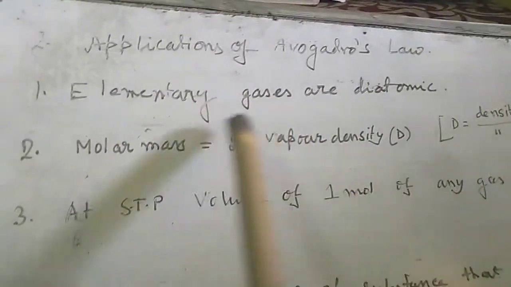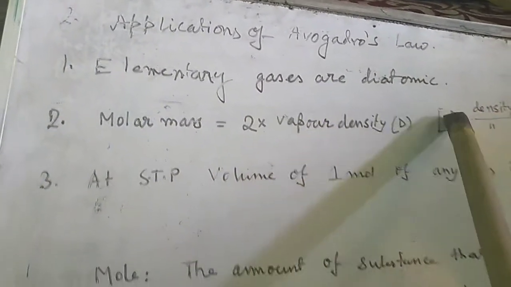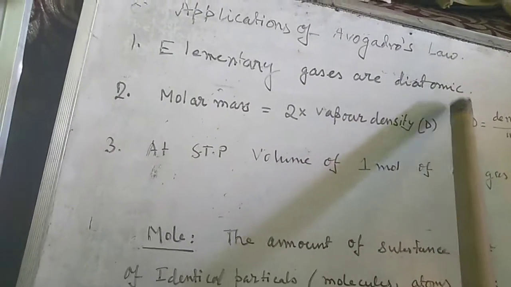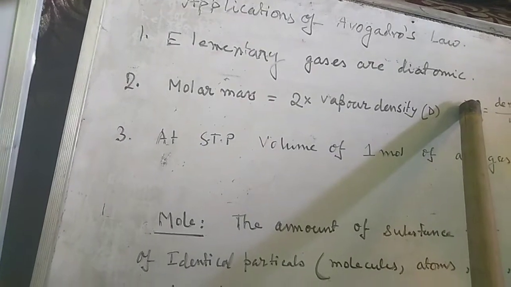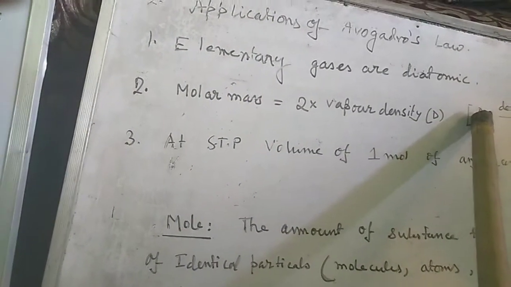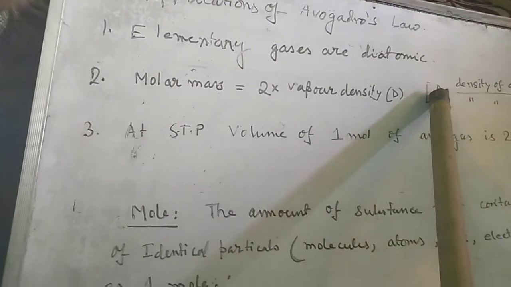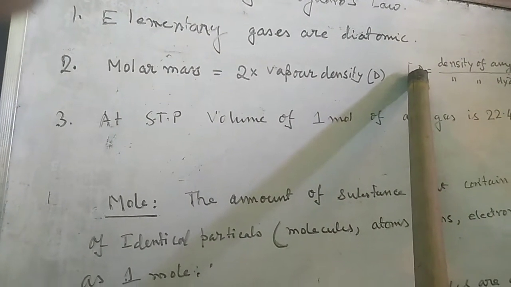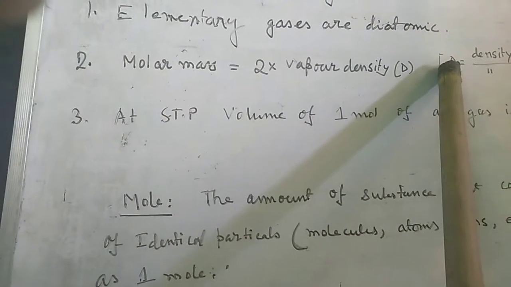Next we come to the applications of Avogadro's law. The first application is that elementary gases are diatomic. The elementary gases nitrogen, hydrogen, oxygen, chlorine, fluorine are diatomic, meaning their molecule contains two atoms.